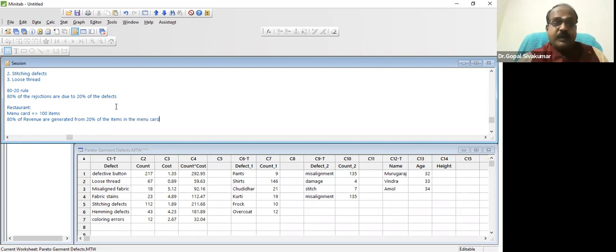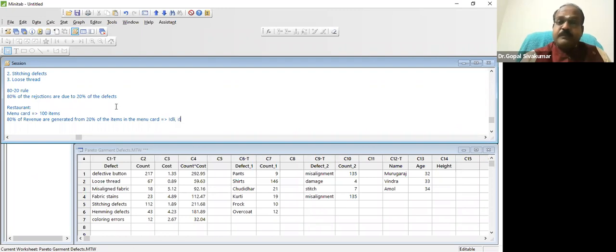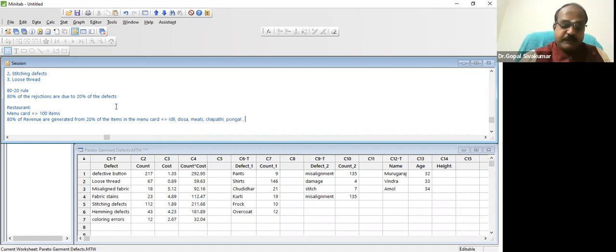If you are running a restaurant, what are those 20% of the items in the menu card? It will be idli. Am I correct? Yes or no? Yes. What are the other items? That will be fast moving. Idli, dosa, chapati, meals, pongal, vada. That's all right. So these are the major items from where the revenue is coming. But there will be other items, 80 items, but then they contribute very less. This is called 80-20 rule.